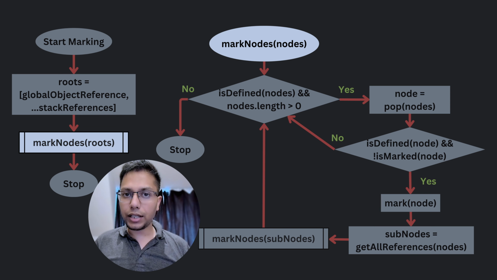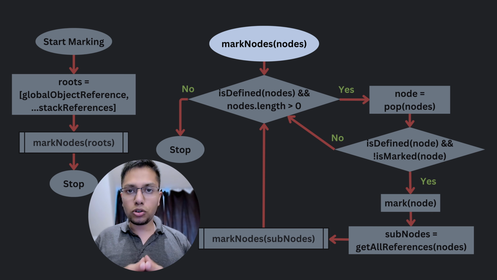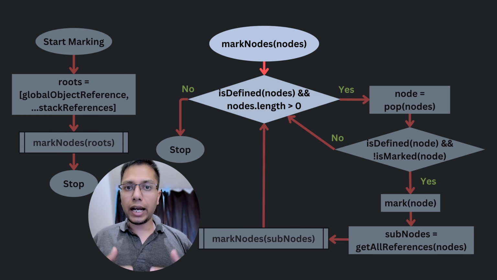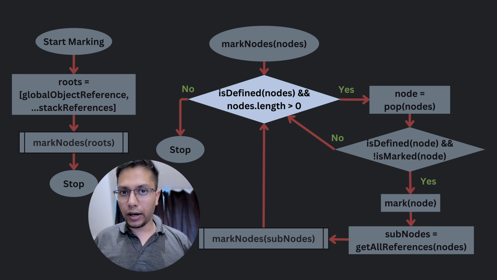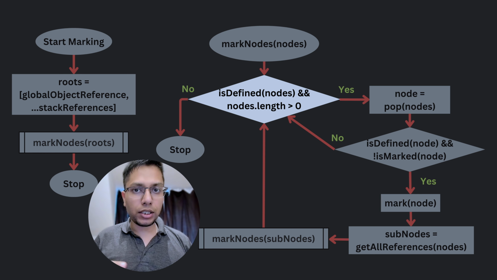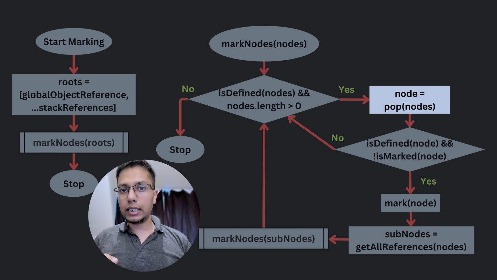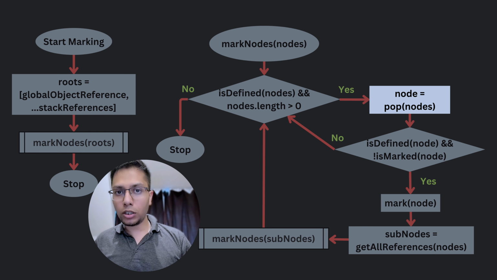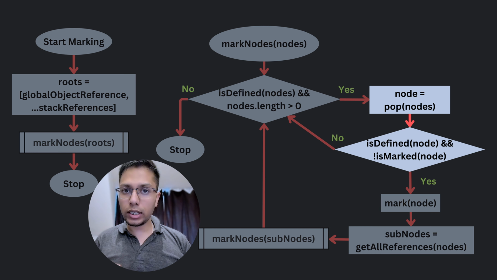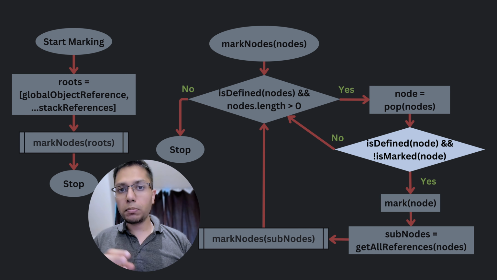Let's consider this entire process as a function called markNodes, which will accept a parameter that is a list of nodes. So this function will be called using roots. Once it is called, we enter into the function. A while loop will check if nodes is defined and if it has some items in it or not. If this condition holds true, then it will enter inside the while loop. Once it does, it will pop a node out of the nodes list and check if the node is defined or not and if it is marked or not.